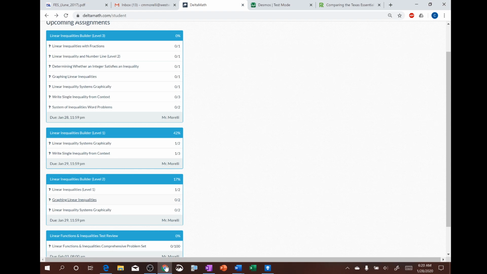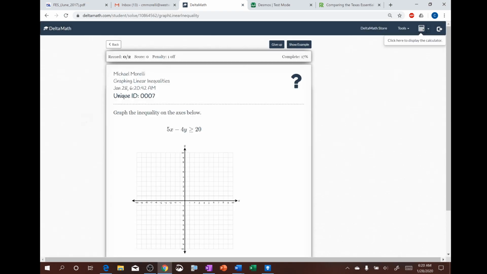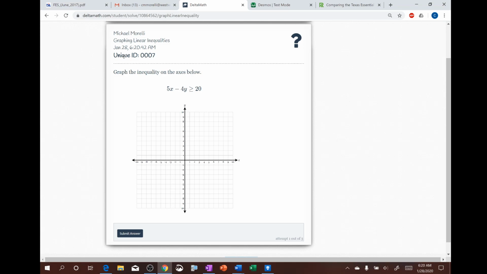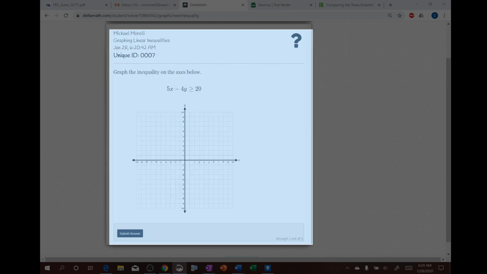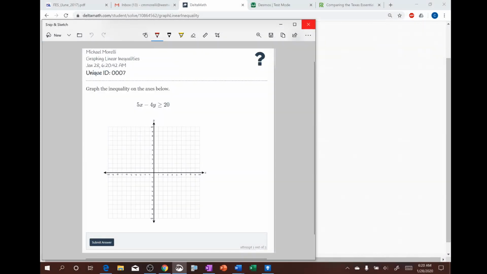Okay, so the next step is graphing linear inequalities. Graph the inequality on the axes below. Here's the problem. First we have to solve the inequality for y, then we can graph it. So let's grab that and we'll solve it for y, and then we'll graph it back here in Delta.